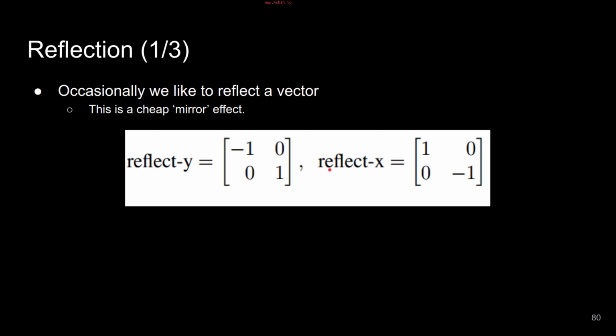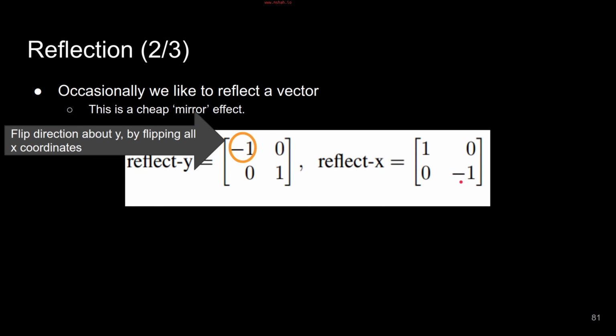Okay, so let's talk about some more transformations. So reflection, occasionally we like to reflect a vector. And this kind of gives us a mirroring effect. So you'll notice if we're reflecting about the y-axis, we are flipping all the x values. If we're reflecting around the x-axis, we're flipping all the y values, okay?